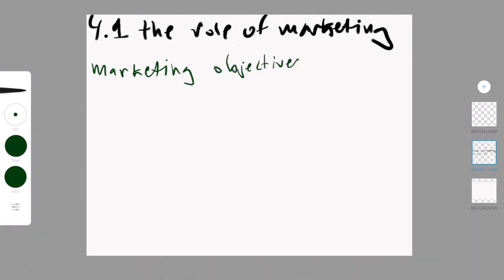So, marketing objectives for profit organizations and nonprofit organizations. As you can probably tell from their names, the profit organization is aiming to satisfy the customer's needs and wants in a profitable way. Therefore, their sole marketing objective is to be profitable and identify, design and develop market strategies that will ultimately be profitable.